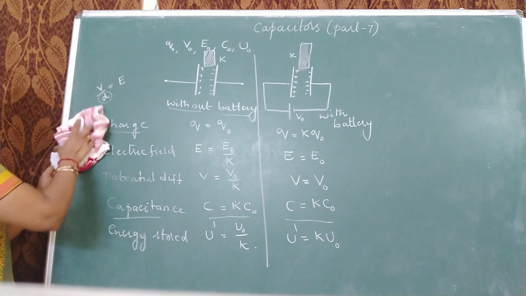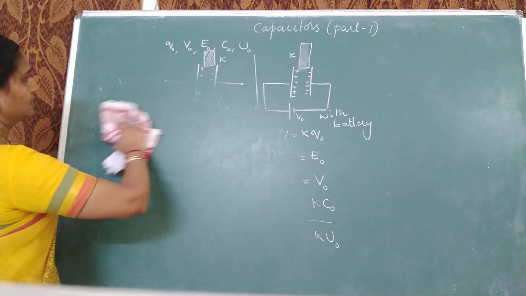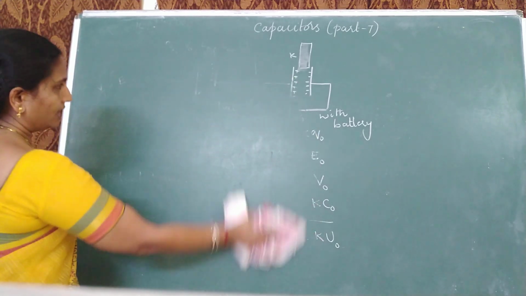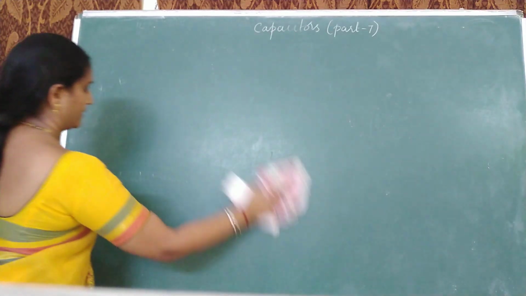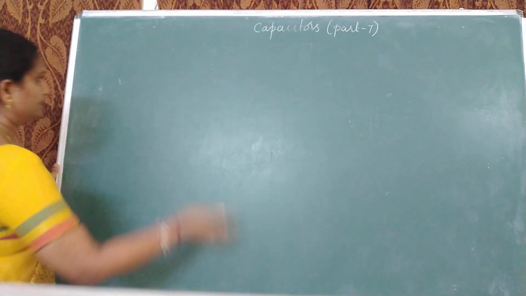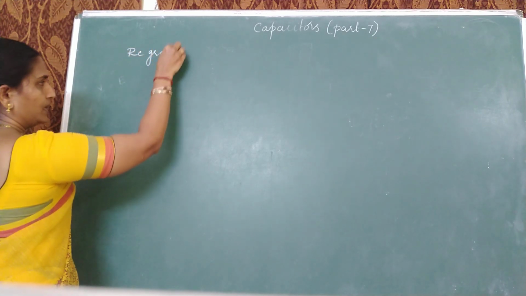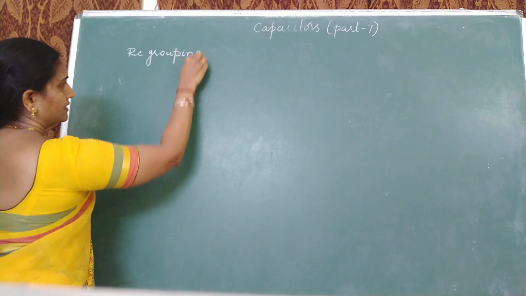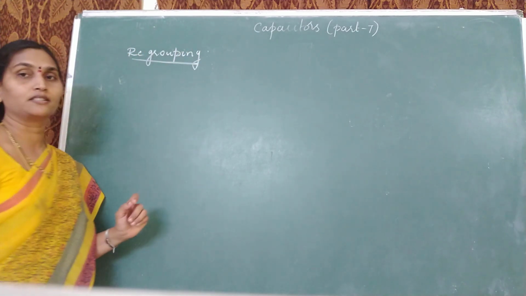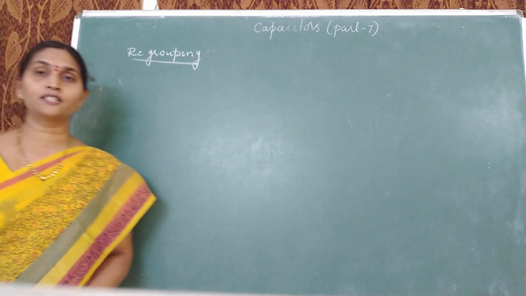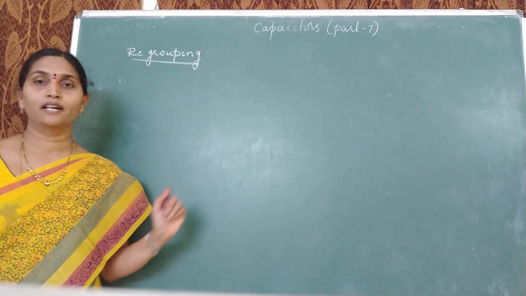Now coming to the second part. Here we'll be studying about regrouping of capacitors. The meaning of regrouping is connecting one capacitor to another capacitor. You may take a charged capacitor and then connect it to an uncharged capacitor and study what would happen.